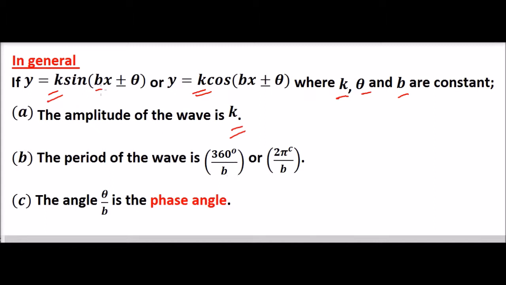This is our b here, or 2 pi radians divided by b. Then finally, the angle theta over b, this is our theta, you divide by b here, is the phase angle. So it is important that you note that, so that whenever you are given a function, even without drawing, you can determine the amplitude, the period, and the phase angle. And that brings us to the end of this lesson.